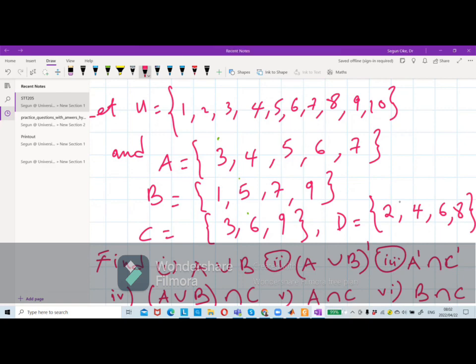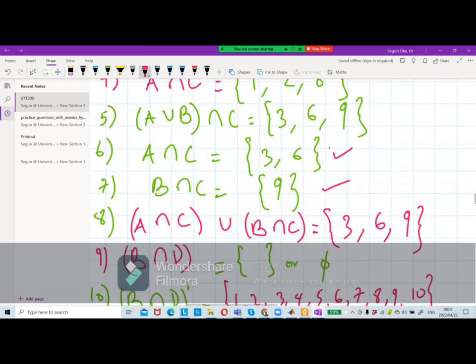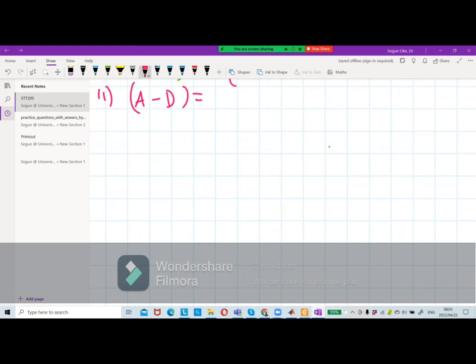A has 3. Does D have 3? No. Then A has 4. D also has 4. A has 5, there's no 5 here. A has 6, D has 6. A has 7, there's no 7 here. So the answer will be 3, 5, 7. So let's take note of that. 3, 5, 7.